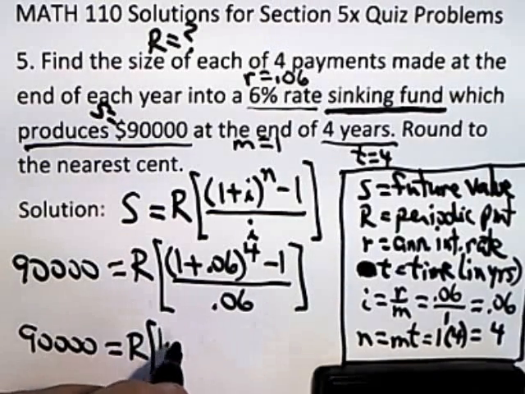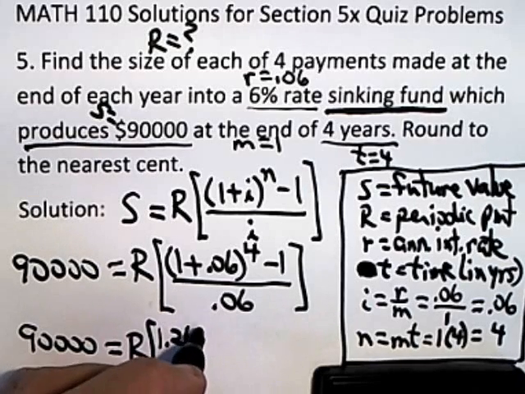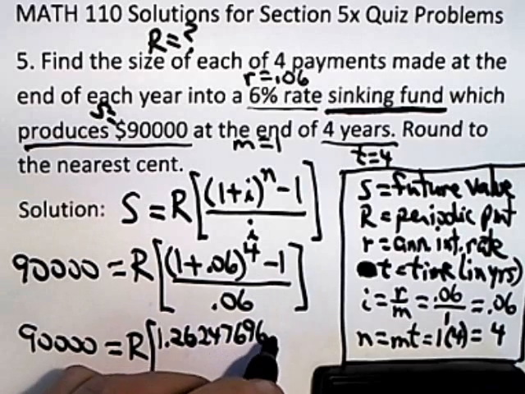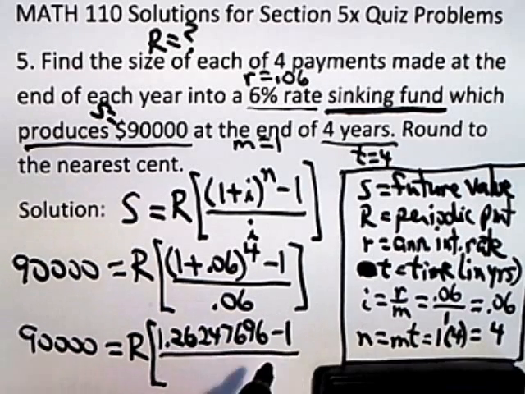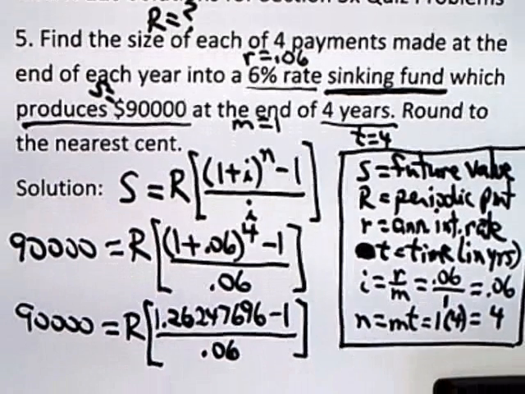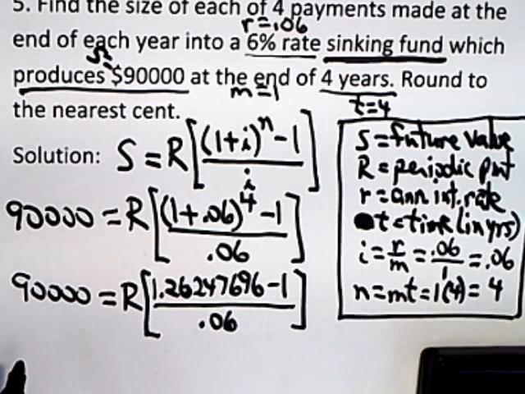You can just leave it in the calculator, but I want to have a little more work on paper in case you need to go back and check for an error you might be making. Minus 1 all over 0.06. Okay. Now I'm going to do this all at once.